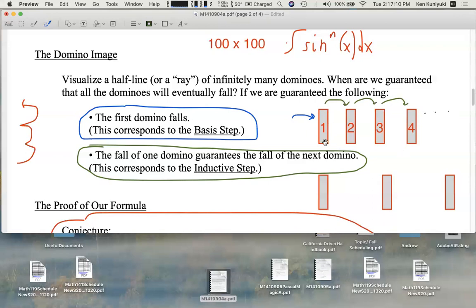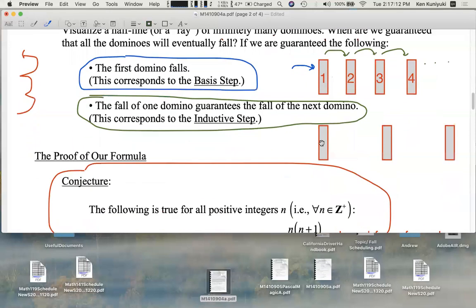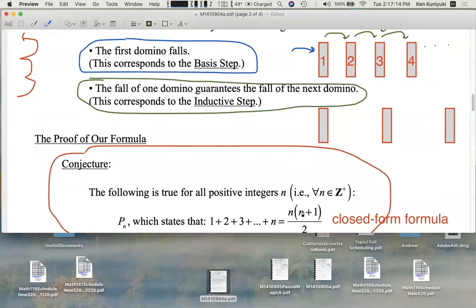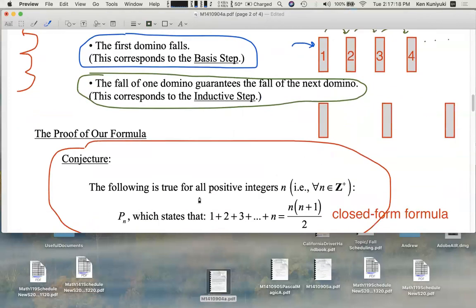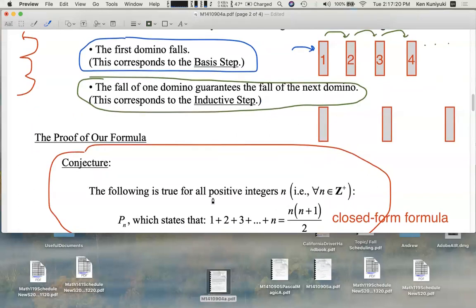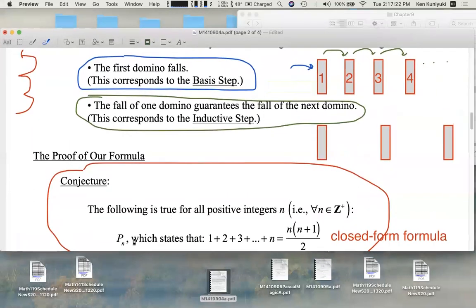If a domino falls, it means that basically this statement is true for the corresponding value of n. So if one falls, that means that P sub 1 is true. If two falls, that means that P sub 2 is true. If three falls, P sub 3 is true, and so forth. By P sub 3 falling, we mean that this statement is true in the case of n equals 3, in which case we don't worry about this piece here. We're saying that 1 plus 2 plus 3 equals what you get when you plug in n equals 3.